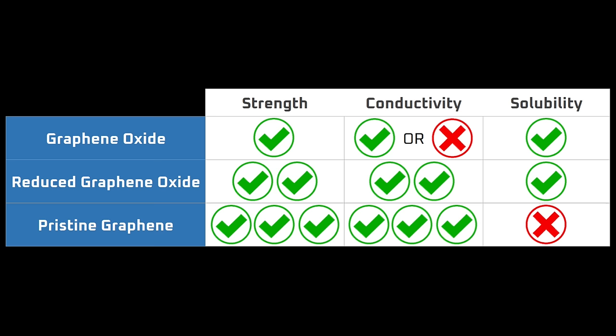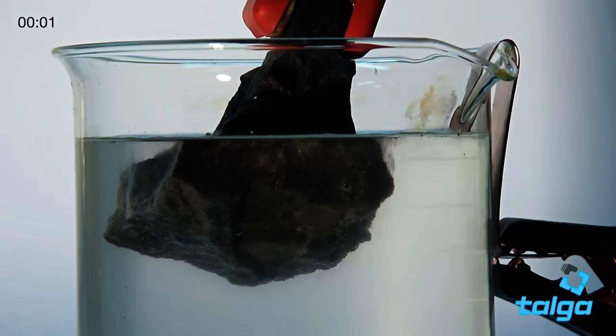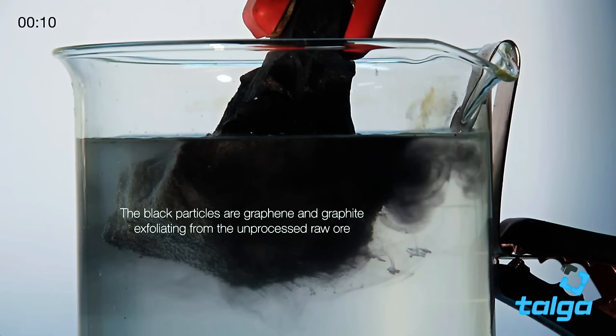With that in mind, let's move on to a more advanced top-down process. This video is from a company called Talga Resources and shows a top-down method of graphene production called electrochemical exfoliation. As the name implies, it involves chemicals and electricity. What's happening here is that the electric current from the electrodes is driving ions from the solution into the structure of the graphite.